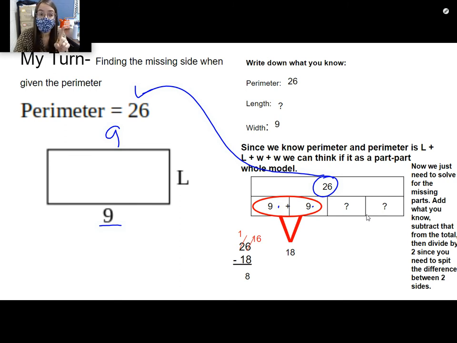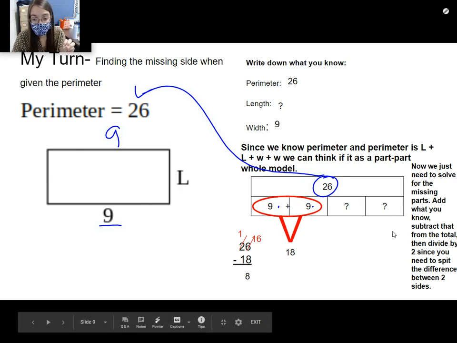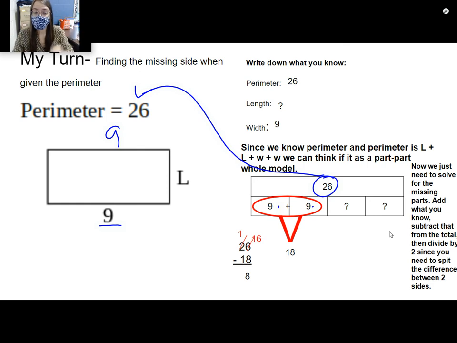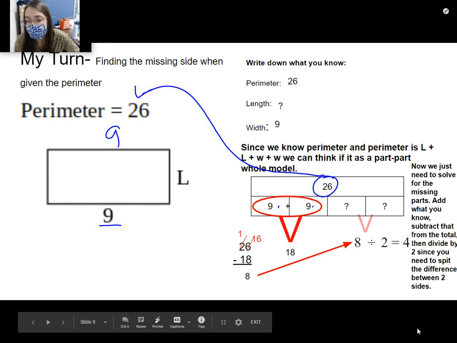But be careful. Is there one side that's missing? No, there's 2 sides that are missing, but luckily they're the same, because opposite sides of a rectangle are the same. So if we have 8 left to now split between these 2 sides equally, what is 8 split in half, class? 4. So that means each side is going to equal 4.